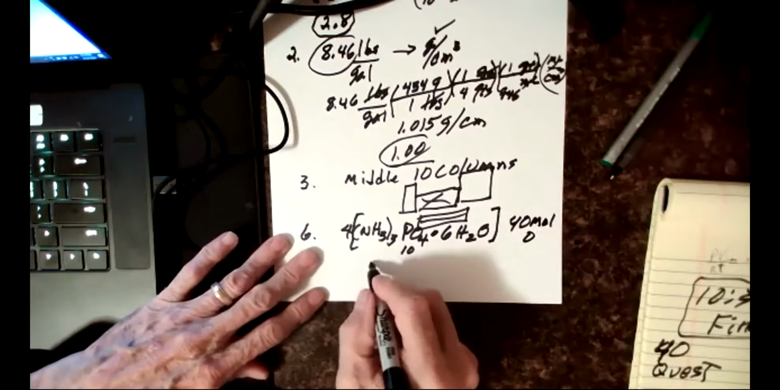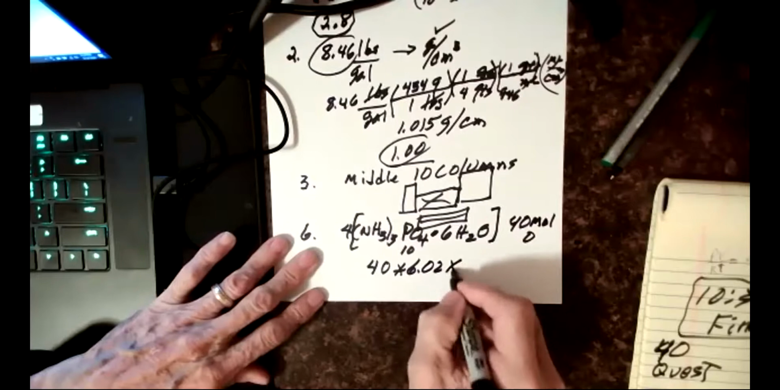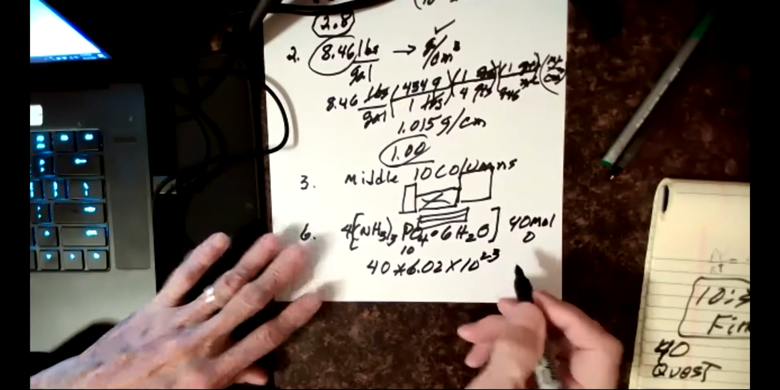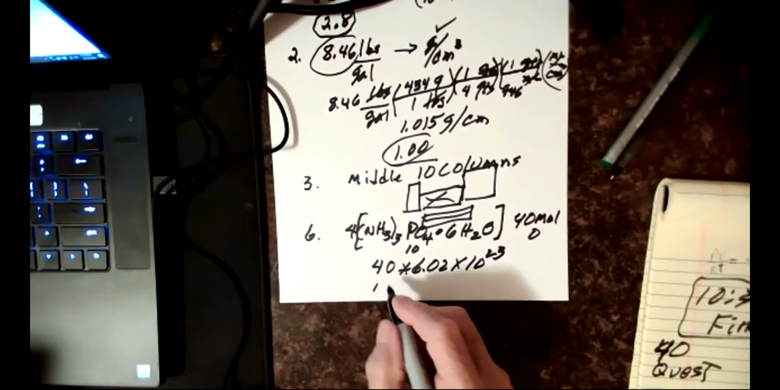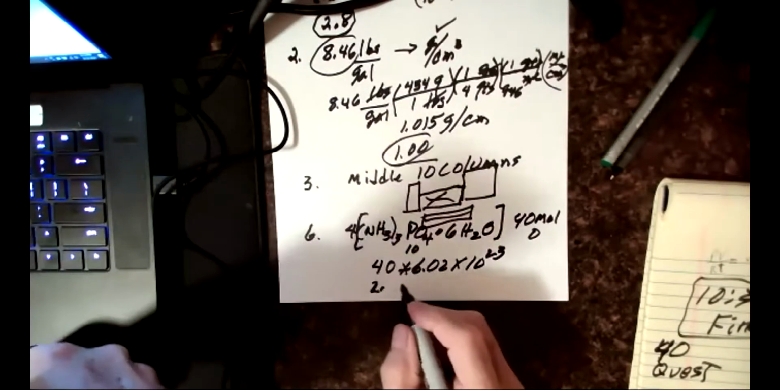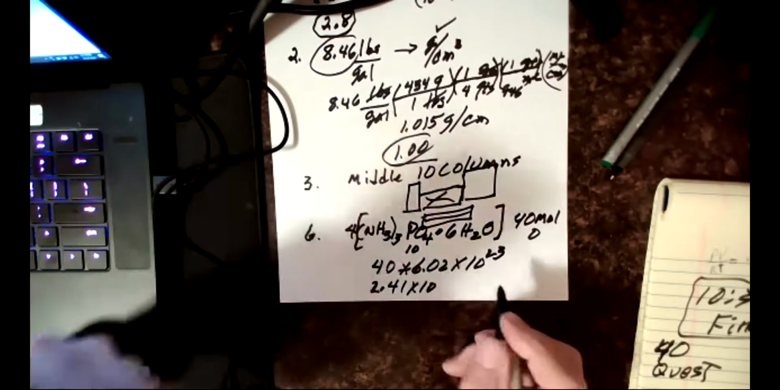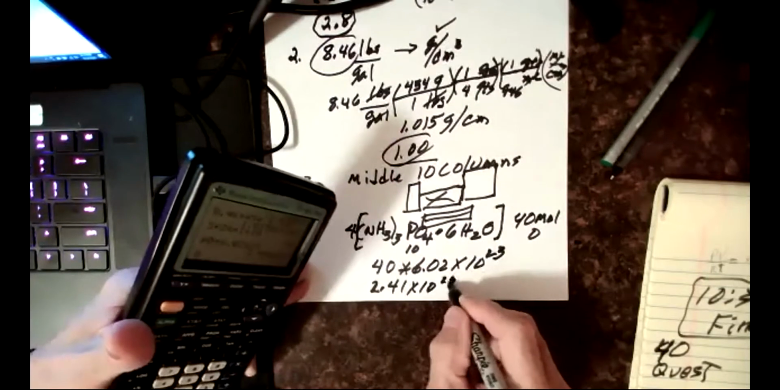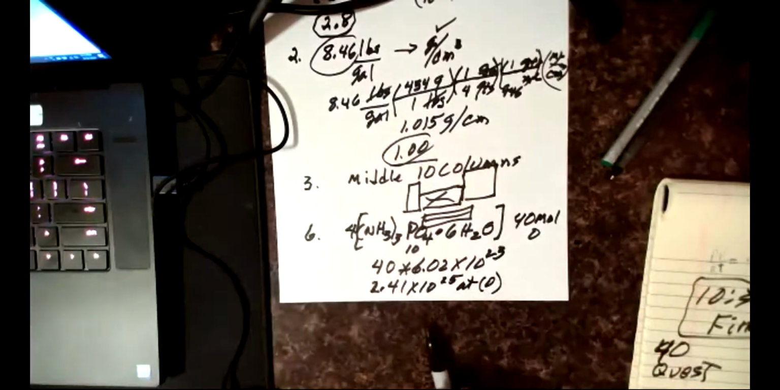A mole of anything is Avogadro's number. So it's 40 times 6.02 times 10^23. And if I do that number, I get 40 times 6.02 with an exponent of 23. And I'm getting 2.4041 times 10 to the 25 atoms of oxygen in the compound.